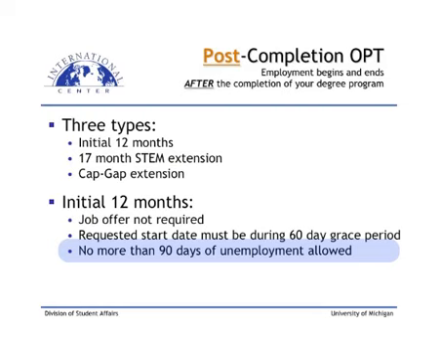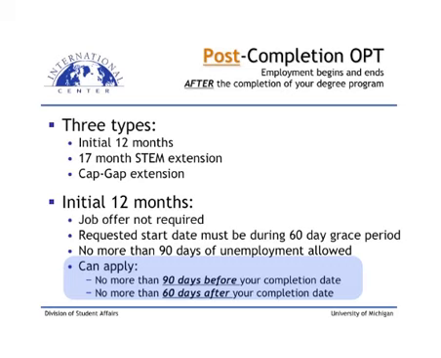You may apply for post-completion OPT no more than 90 days before your completion date and no more than 60 days after your completion date. If your application is not received by the USCIS before the end of your grace period, no OPT will be authorized. You must leave the United States as quickly as possible. Now let's take a look at the timeline for you to submit your post-completion OPT application.